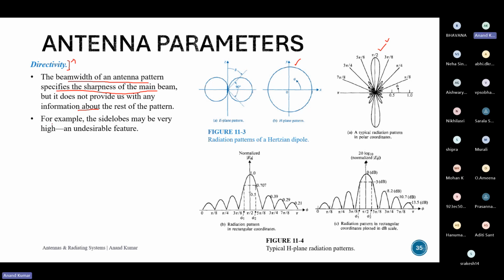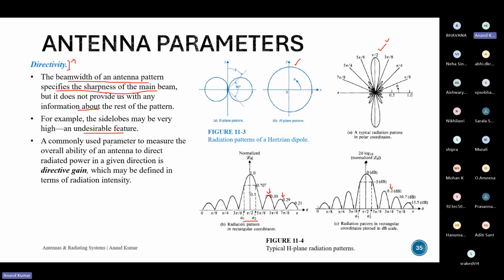There is an example in the book which says the side lobes may be very high, which is an undesirable feature. We have discussed beam width. In the last slide we saw side lobe levels, and they are quantified by these values.